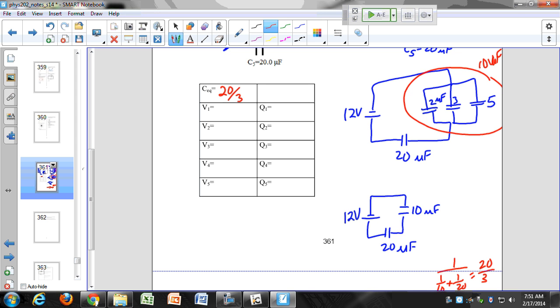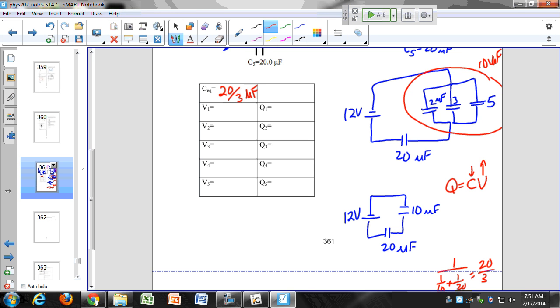All right, now you should be able to look at this. I'll show you how to work it out, but you should be able to look at it and figure out what the voltages are on the 10 and 20 microfarad capacitors. Remember, we have this relationship that Q equals CV. So if C is small, V is big. Remember we had this with the 3 and the 6 microfarad capacitors last time? If I have a small C, I have a big V.